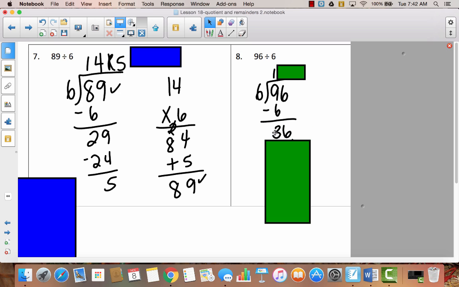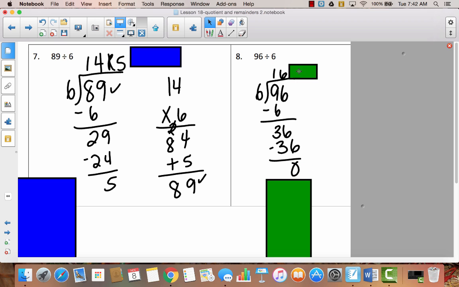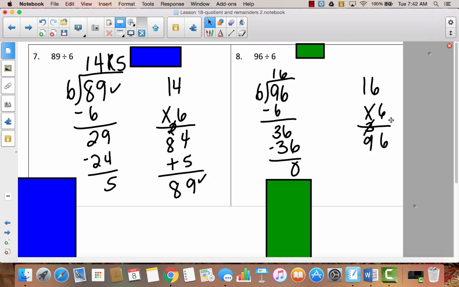I added those 3 tens to my 6 ones, which gave me 36 ones. So there actually is a 6 fact that is exactly 36, and that is 6 times 6. So 6 times 6 is 36, which gave me a remainder of 0. When I checked my work, 16 times 6 gave me 96.